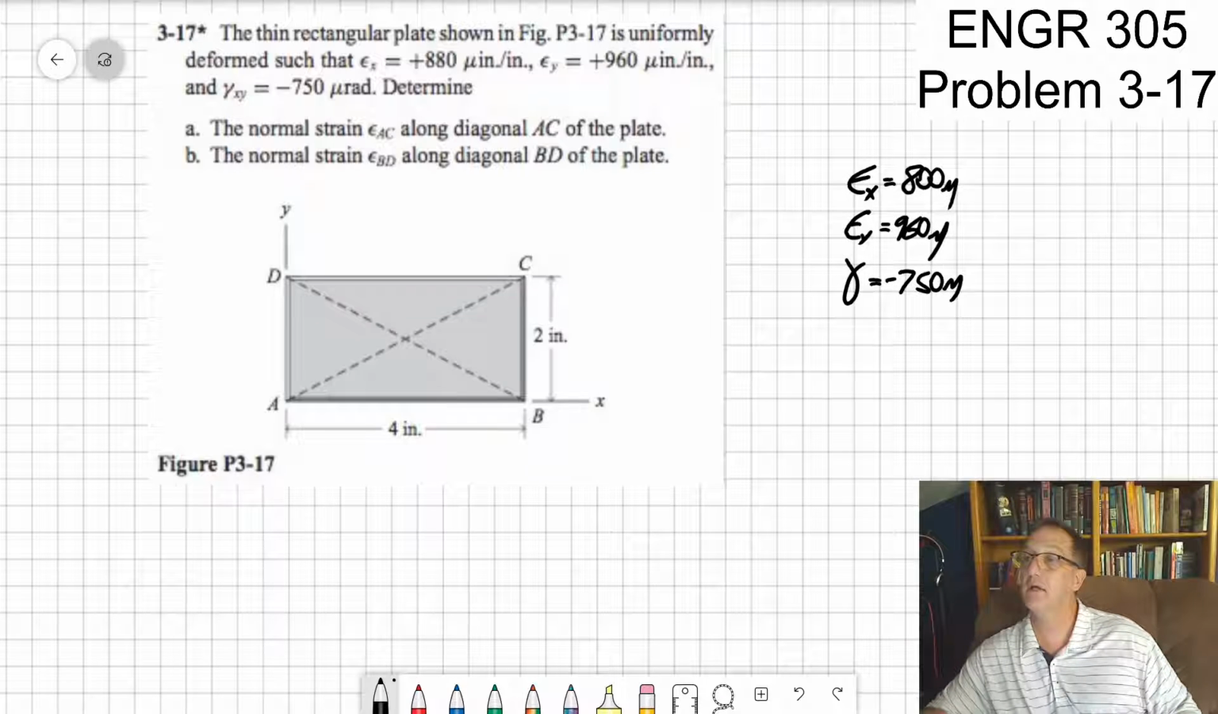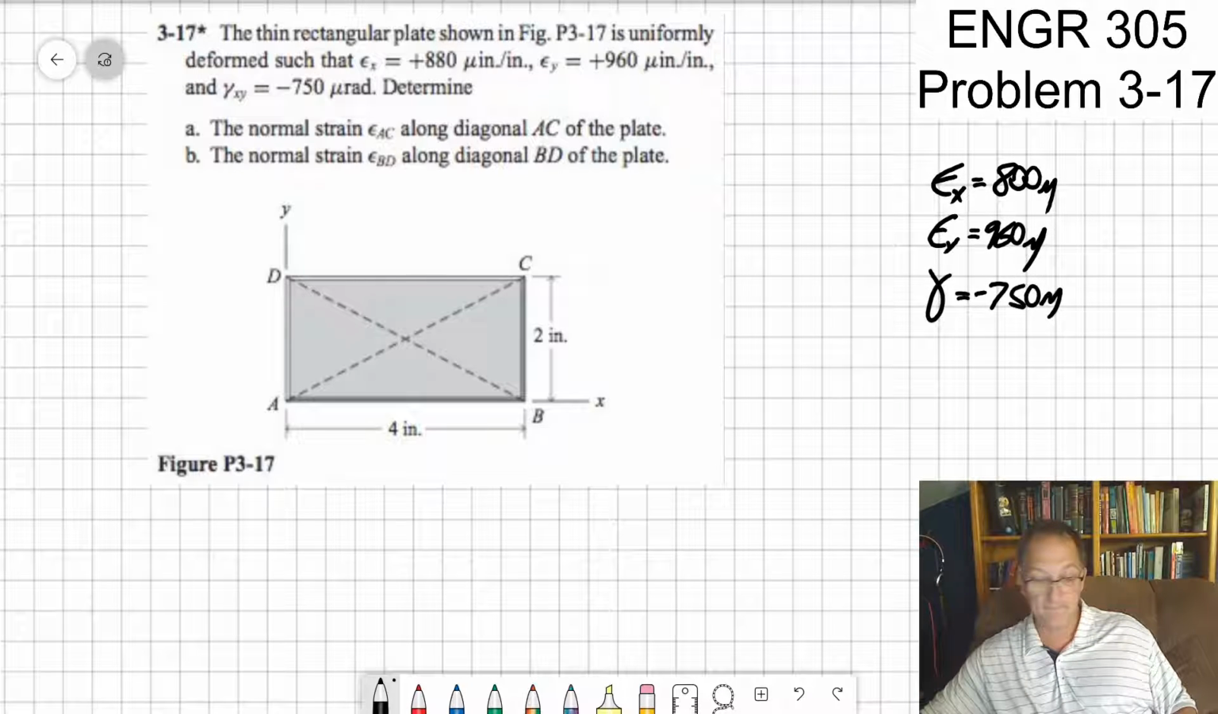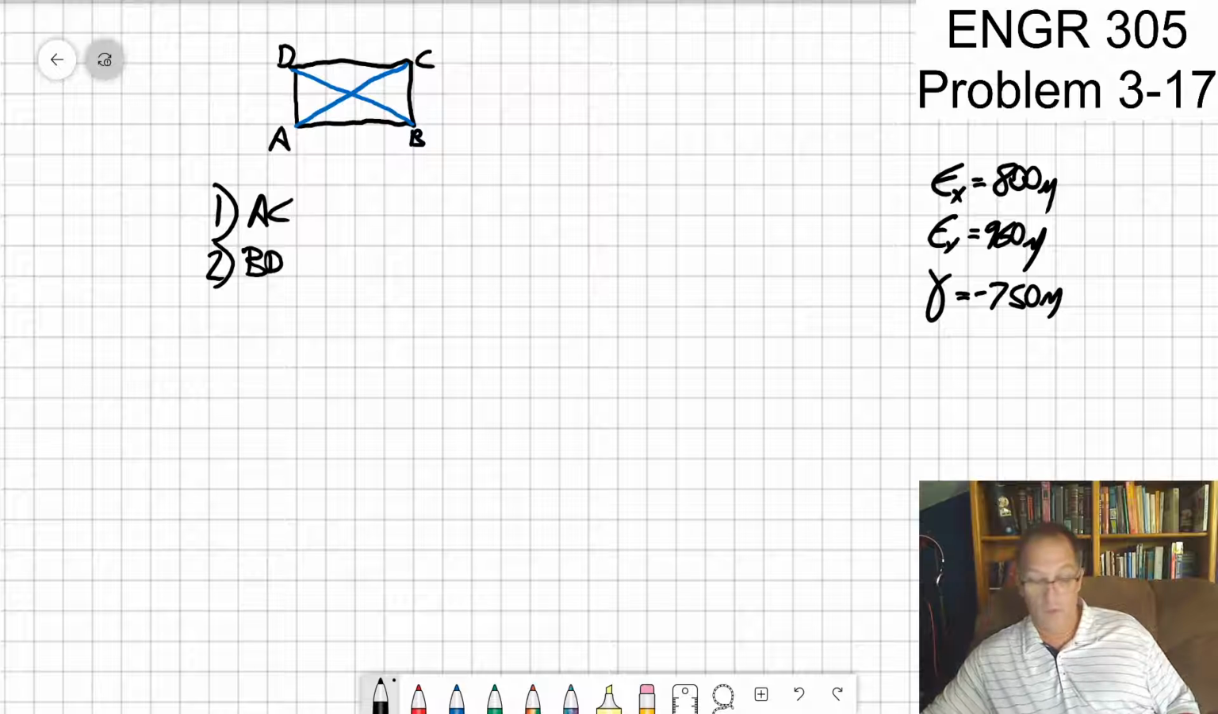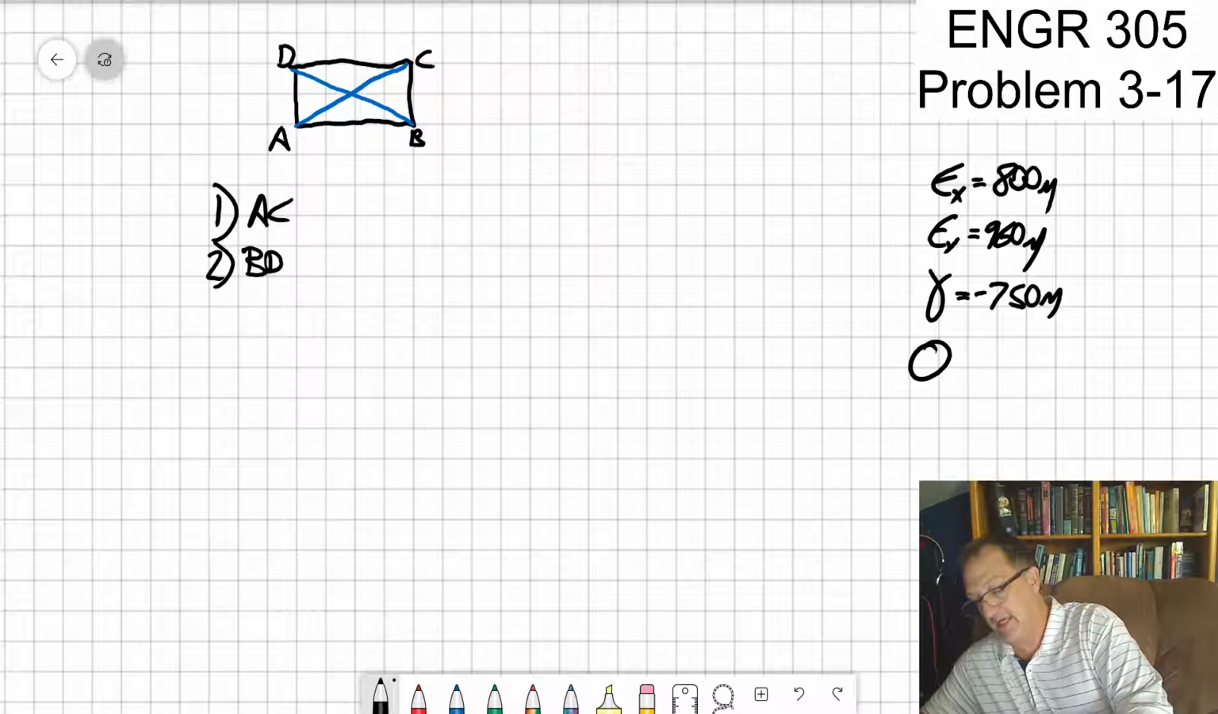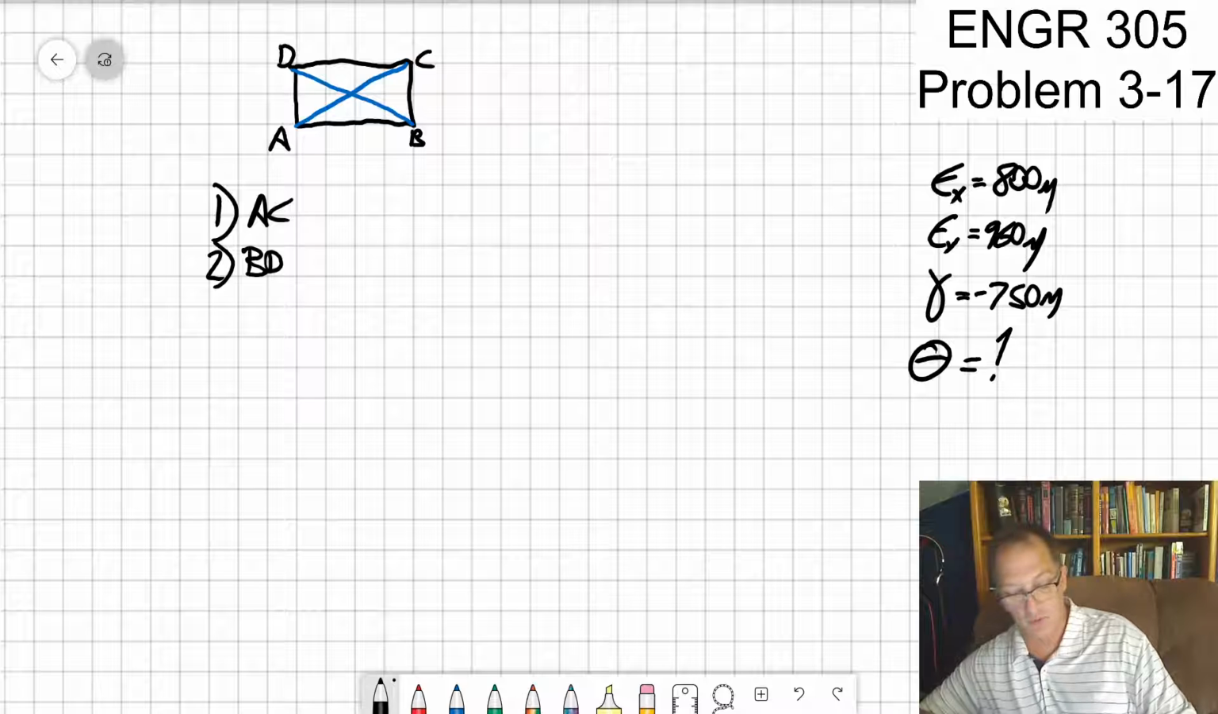BD strain. All right. So if I hide the problem statement, then I have everything I need, I think. What I really need, though, if I'm going to do a strain transformation, same as if I'm doing stress transformation, the next thing I want is what's theta. And there's two thetas. This one I'm going to say is theta 1 and that's theta 2.